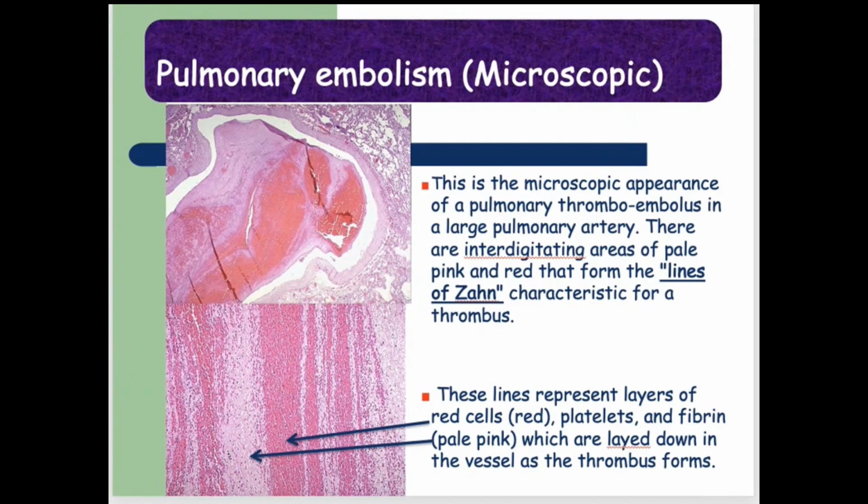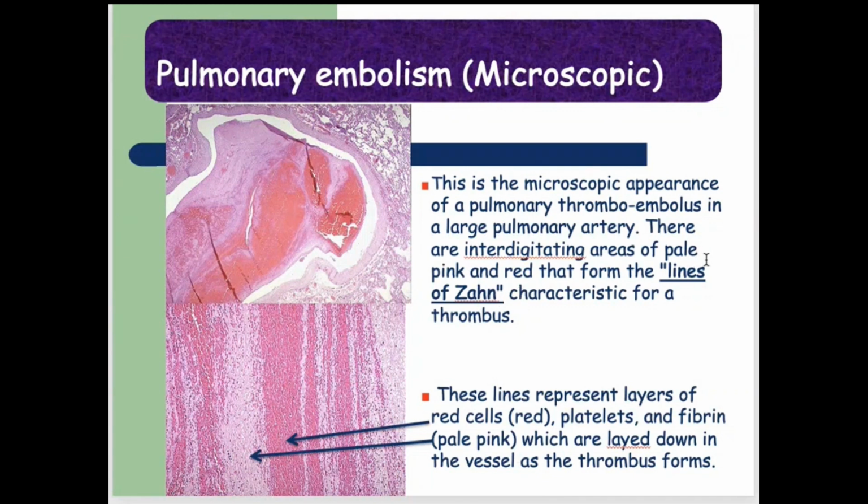When you make a slide of this thrombus, this is the lung tissue, and this is the pulmonary artery. And this is the thrombus here. You can see the layering. These are the RBCs, and the pink area is the fibrin and platelets. This forms a layered appearance, which is more clear in the high power picture. You can see the RBCs, the light pink and the dark red-pink.